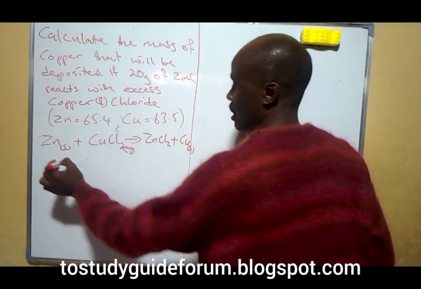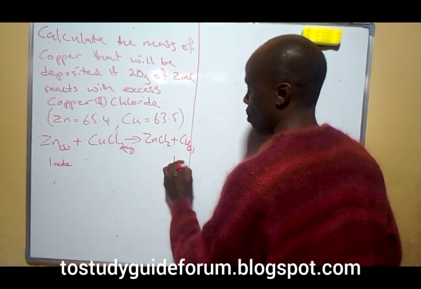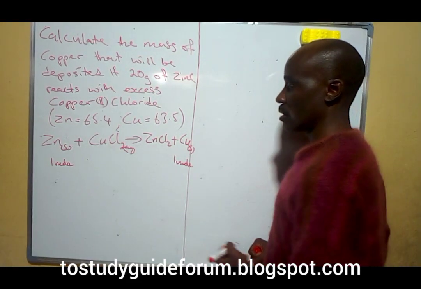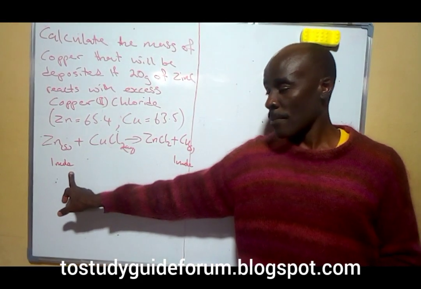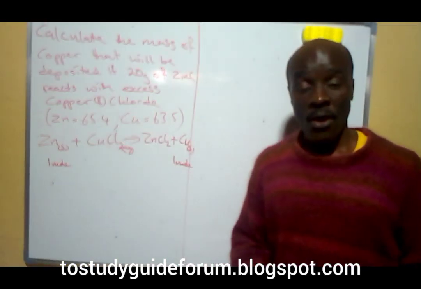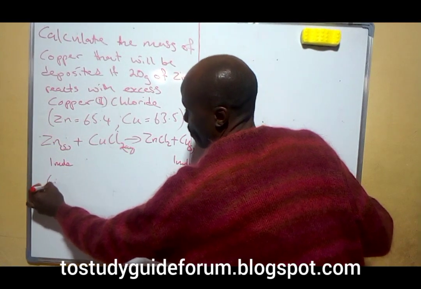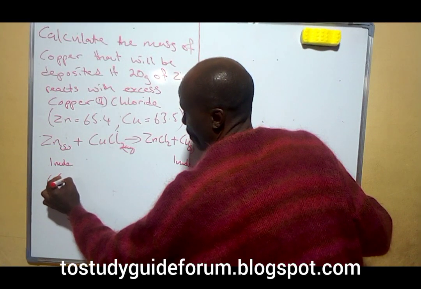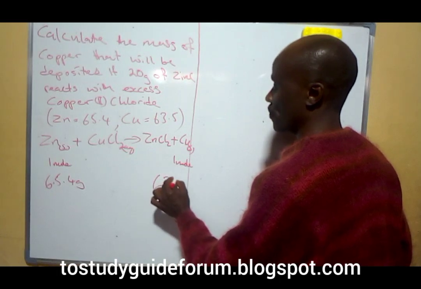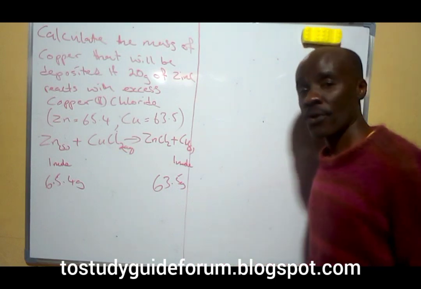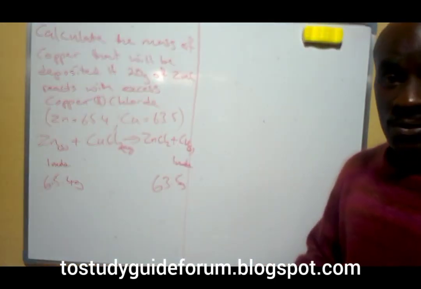From here, you can note that 1 mole of zinc will deposit 1 mole of copper. Since it's 1 mole, we know that a mole of a substance is the mass of that substance expressed in grams. What it also means is that 65.4 grams of zinc will deposit 63.45 grams of copper. Based on these two methods, you can arrive at the correct answer.